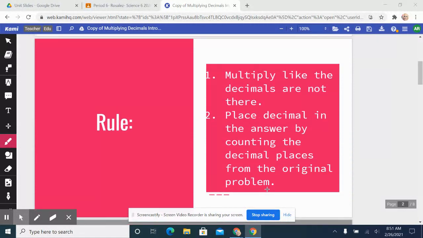So your rule. The rule for multiplication is you multiply like the decimals are not there. So this is a little bit different than adding and subtracting decimals because you do not need to line up the decimal. For this, all you do is you set up the problem and you ignore the decimals at first. And then at the end, you place the decimal back in the answer by counting the places from the original problem. And you'll see that worked out and you'll see what I mean in just a second.